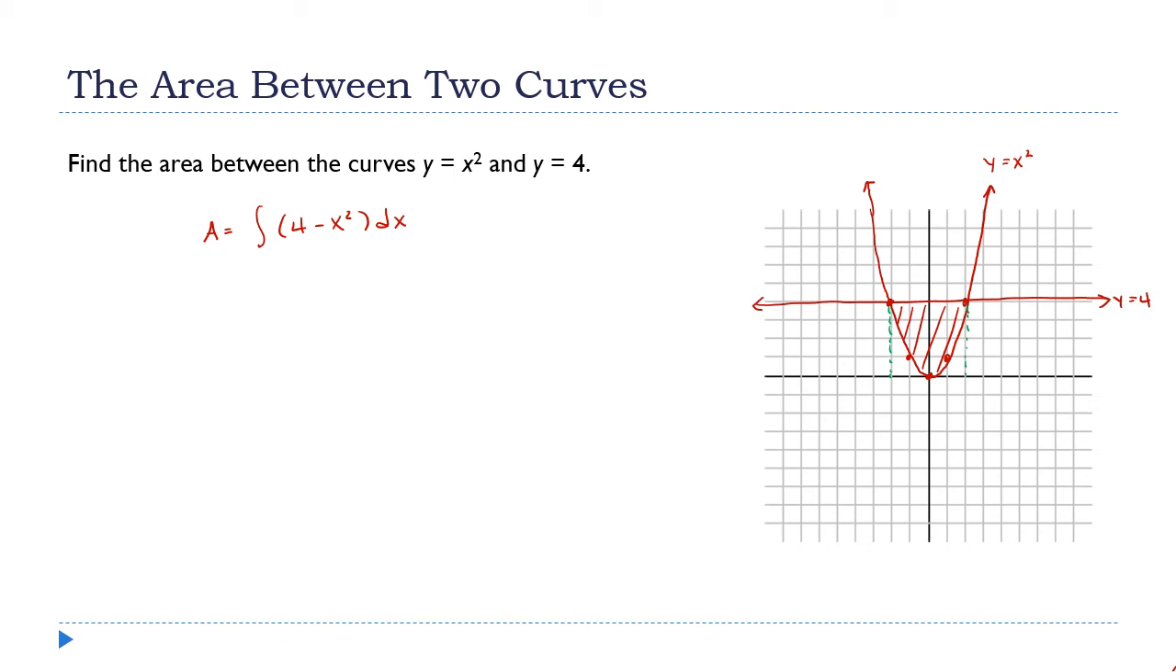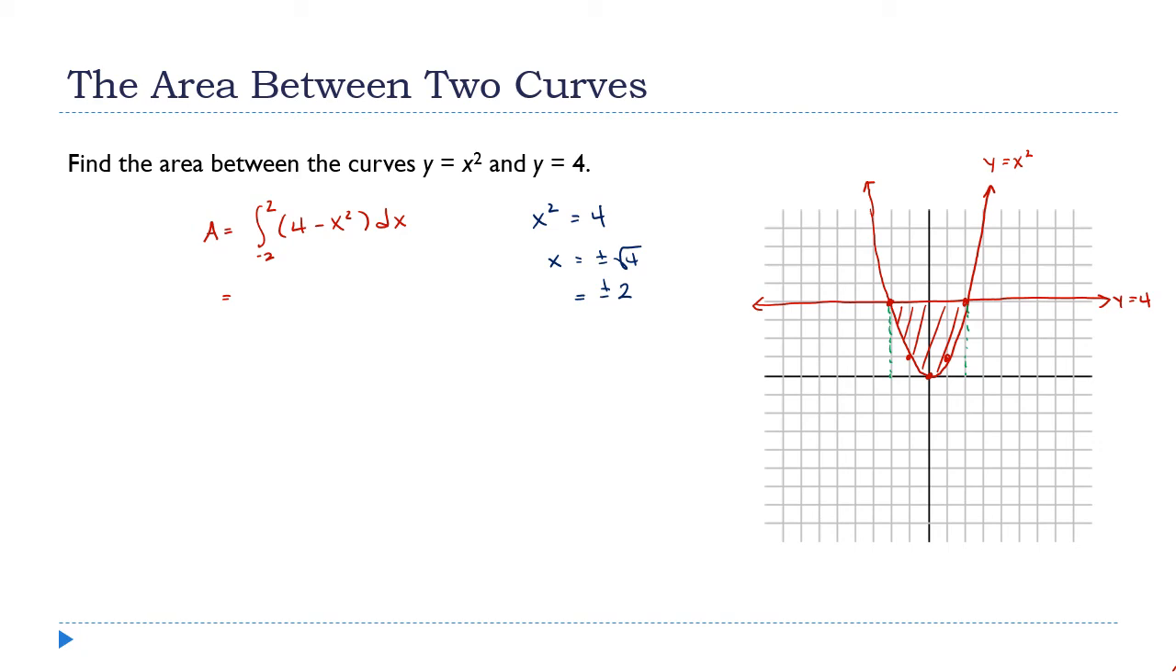So how do we find these limits when we aren't given them? Well, you set the functions equal to each other. X squared equals 4. That'll give me the x values where the two y values are the same. And I can solve this. This is x squared minus 4 equals 0. Now do it the easy way. Just take the square root of both sides. X equals plus or minus the square root of 4, which is plus or minus 2. So those are going to be my limits. And now it's just like all the other questions.